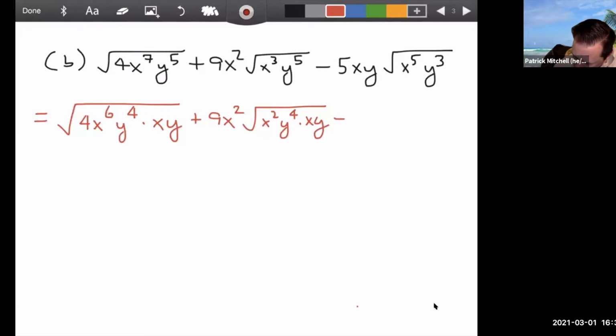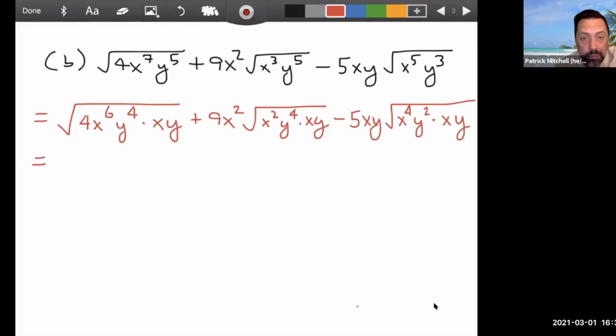All right, I'm running out of room here. Hopefully we'll be able to squeeze this in. Okay, same thing again. The perfect square part is x to the 4th, y to the 2nd. The leftover is x times y. So you take the square root of 4x to the 6th, y to the 4th, you get 2, x to the 3rd, y to the 2nd. And this thing is stuck inside the radical.